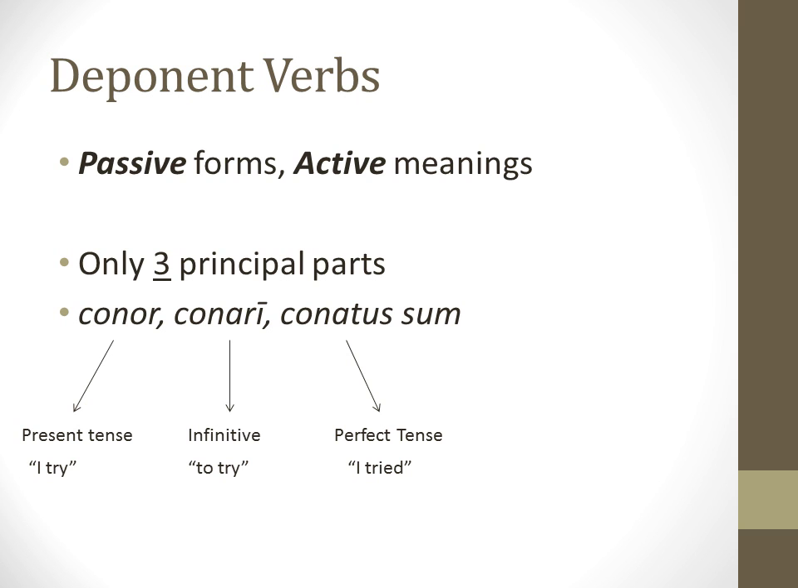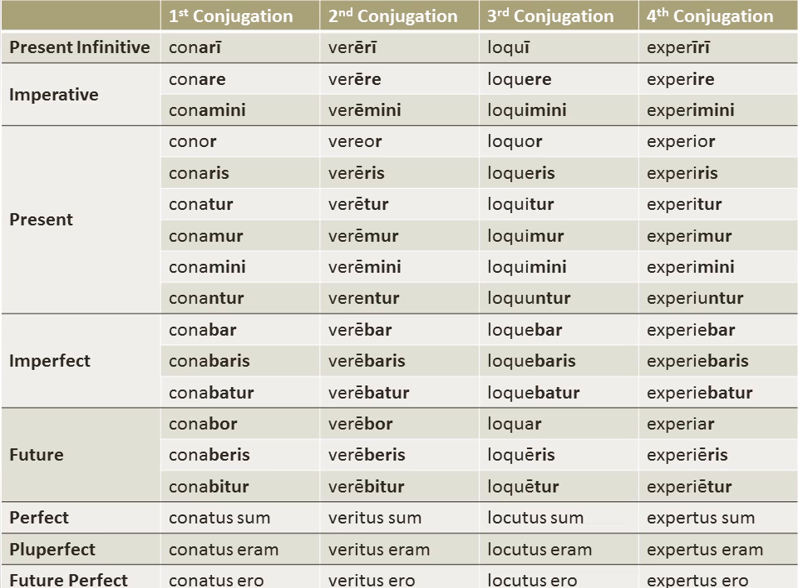So let's take a look at a chart to see how this further works. This chart is also on page 99 in your book. So we've said that deponent verbs can exist in all four conjugations, and there we go. And we list our model verbs, conor, vereor, loquor, and experior, by their infinitives. So conari, up at the top left, again, is to try. And then we can go down the list.